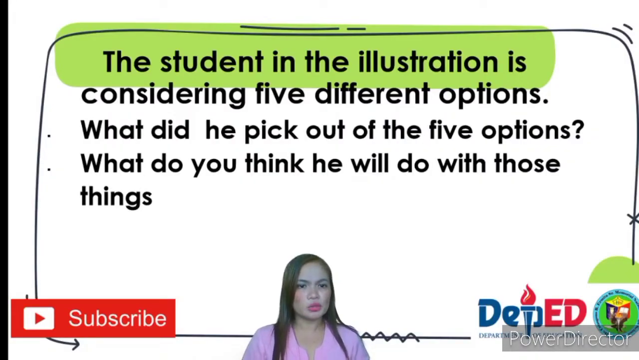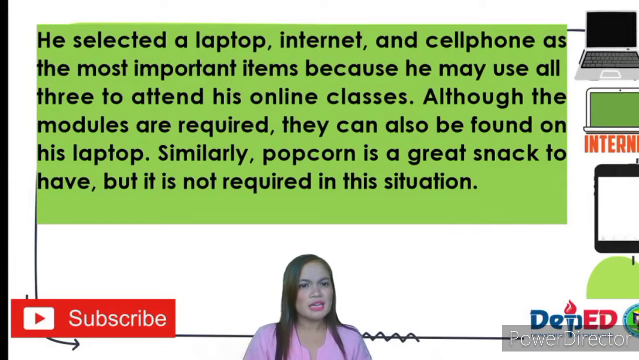The student in the illustration is considering 5 different options. What did he pick out of the 5 options? What do you think he will do with those things? He selected a laptop, internet, and cell phones as the most important items because he may use all 3 to attend his online classes. Although the modules are required, they can also be found on his laptop. Similarly, popcorn is a great snack to have, but it is not required in the situation.